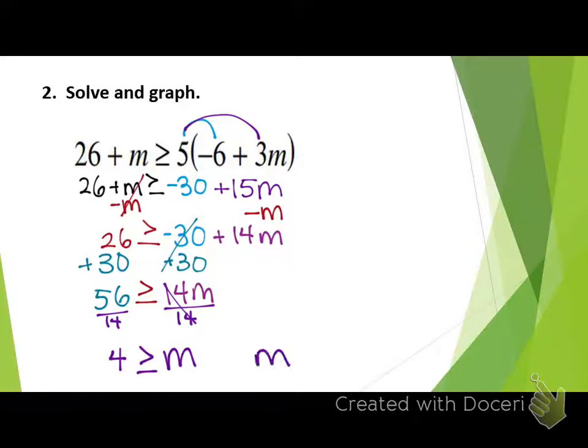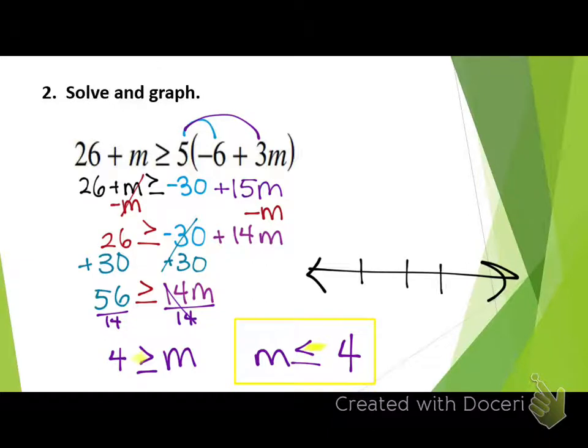We do want to flip it so we can graph it easier. So if I flip m and 4, I will also flip the sign. So this would be the answer. Remember, the open part was towards 4. The open part is still towards 4. Looks good. So we're going to graph it.